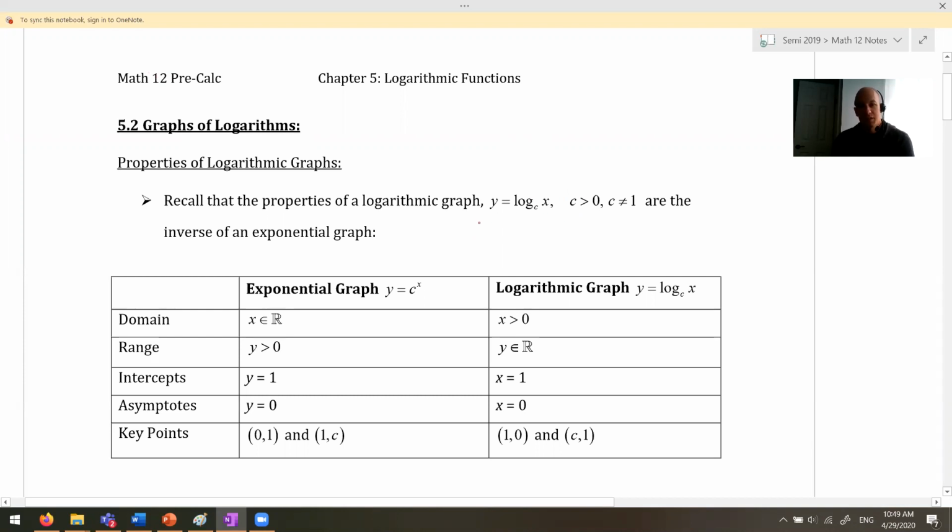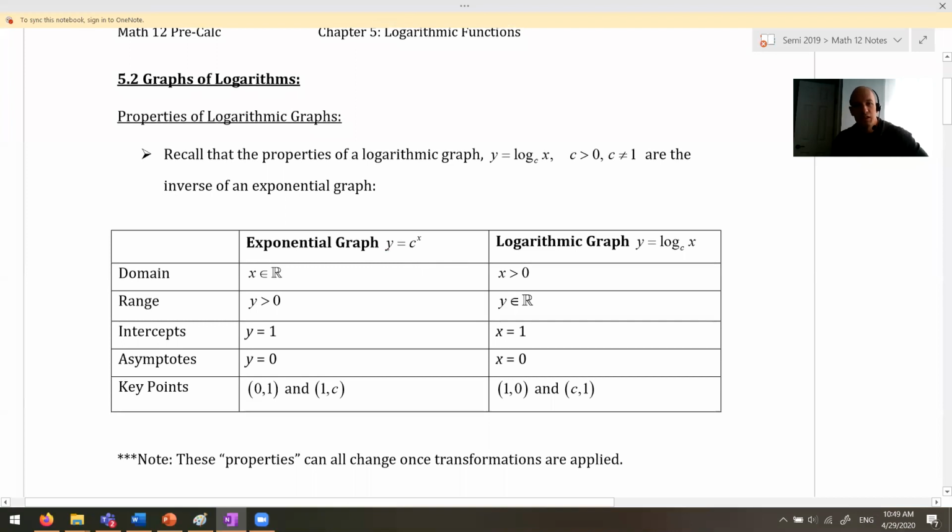So recall that a logarithmic graph is the inverse of an exponential. From the last unit, we know the graph y equals c to the power of x. This could be b to the x or c to the x. This has a domain, x is all real numbers, and a range y is greater than 0, because all exponential graphs tended to do this. The logarithmic graph, because it's the inverse, we swap x and y, so the properties basically just do this.